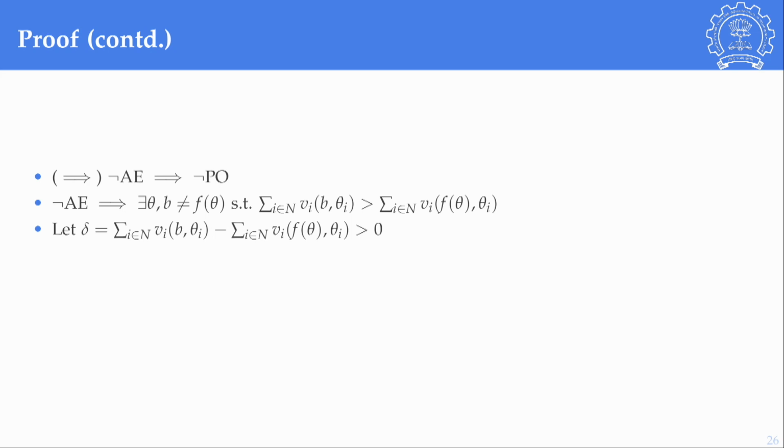The delta is just looking at the difference. Because I know that it is not allocatively efficient, this is strictly larger. So, this difference I am defining as the delta, and I am constructing my new payment, which I will use for showing that it is not Pareto optimal, as follows: for every agent, the valuation at this new b minus the valuation at the original mechanism plus the original payment that was given by the mechanism minus delta by n.